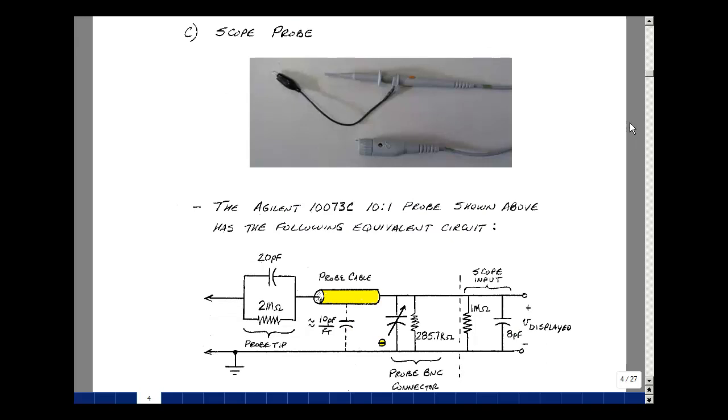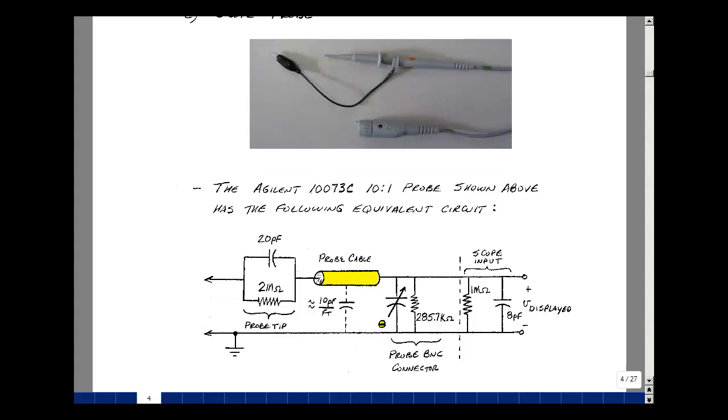In the tip, there's a 20 picofarad capacitor in parallel with a 2 megohm resistor. Then there's a cable, which has about 10 picofarads per foot of capacitance. And then at this interface with the scope, and this large plastic connector, there's a variable capacitor, and you can see the little set screw that's here. We're going to vary that. And in parallel with that is a 285.7K resistor, and then the scope itself. We're going to connect this to the BNC connector. And that looks like 1 megohm and 8 picofarads in parallel, as we had mentioned in the previous lab. Let's take a look at redrawing this picture on the next page.